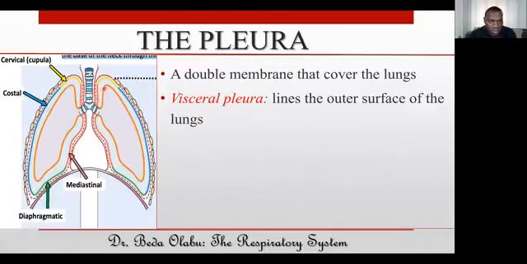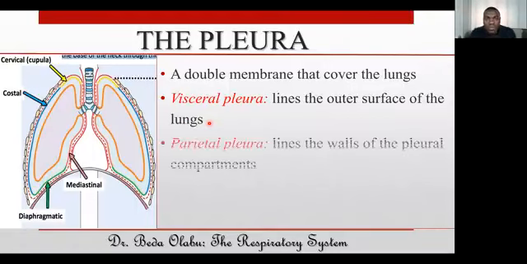This is the visceral pleura. It is very intimate with the lung surface, and where there are fissures, it will also go in along the fissures. A bit difficult to separate from the lung surface. Then the outer layer of the pleura is what we call the parietal pleura.